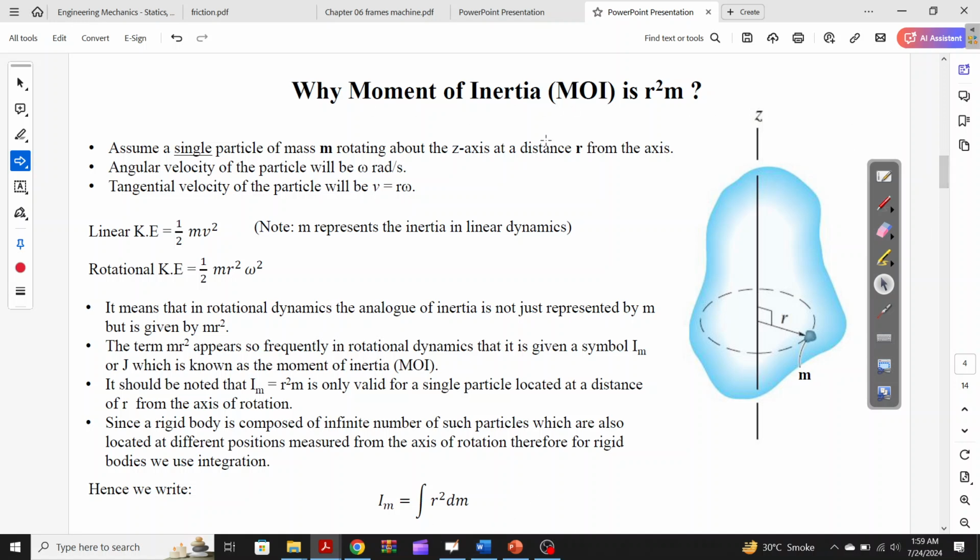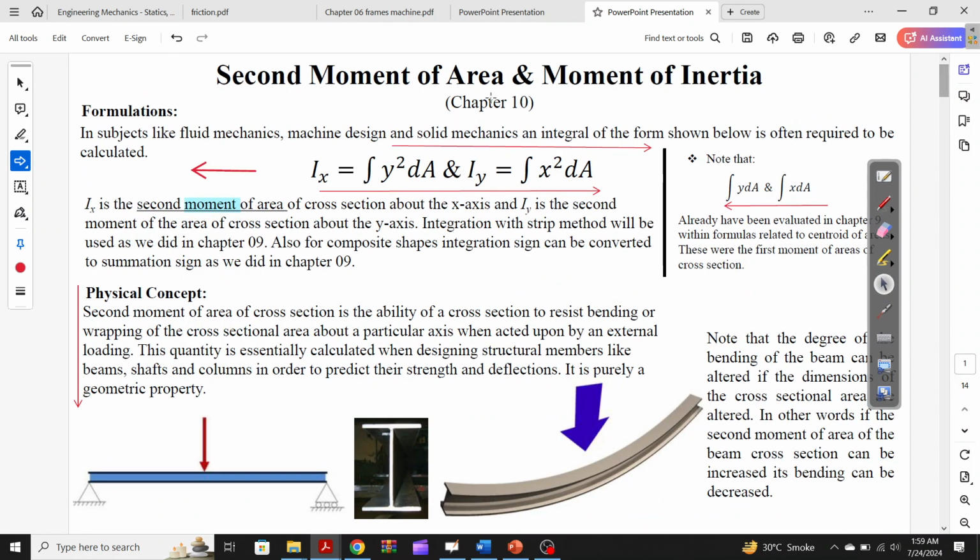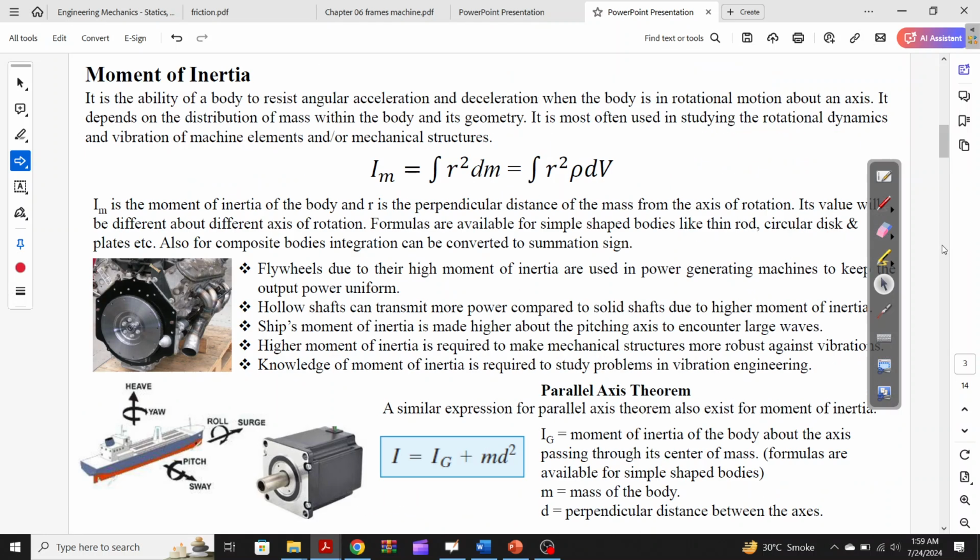Make sure that moment of inertia is not the second moment of area. It's a totally different thing when second moment of area is being asked. Okay, so remember this thing.